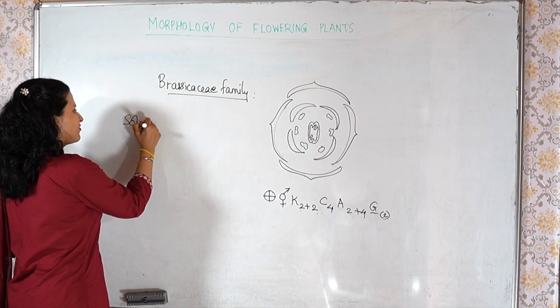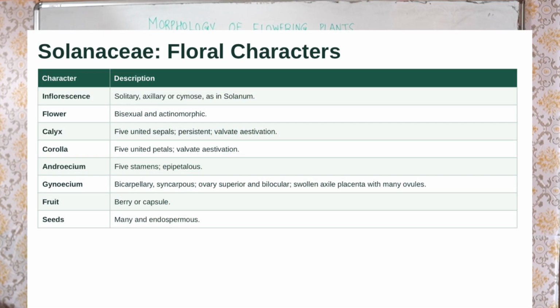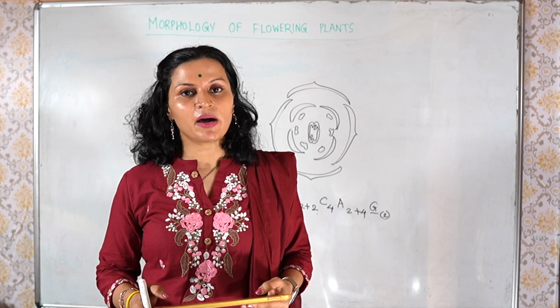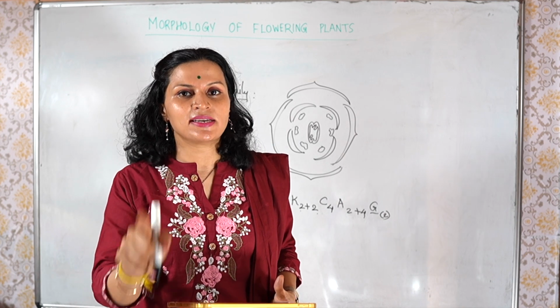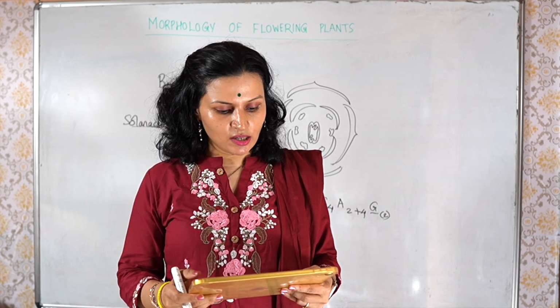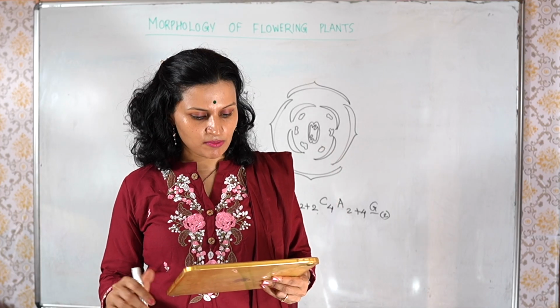For the Solanaceae family, the flower is bisexual and actinomorphic. There are 5 fused sepals, valvate aestivation. Corolla is 5 united petals, valvate aestivation. Androecium is 5 stamens, which are epipetalous. They are attached to the petals, the epipetalous situation, important. The gynoecium is bicarpellary syncarpous, with an obliquely placed ovary with axile placentation, important, and it has many ovules. Fruit is berry or capsule. Seeds are many and endospermous, remember that.